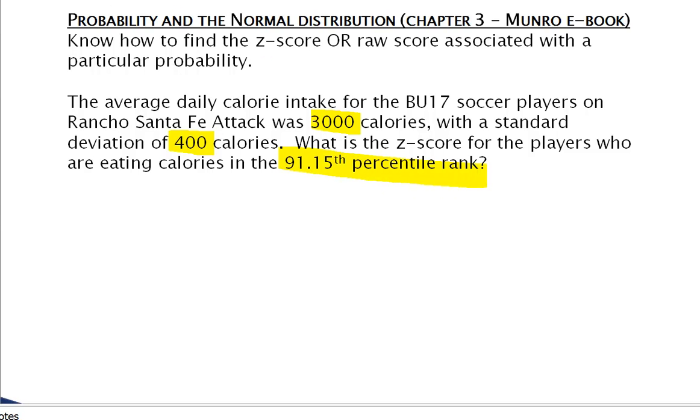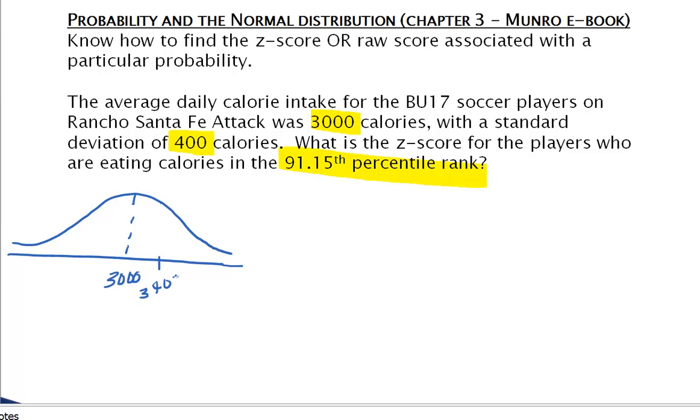Okay, so what I always recommend doing, because I think a lot of students are visual, is to draw your normal curve. In the middle, we know that that is always going to be the mean, which is 3,000 calories. And then we know each standard deviation is 400 calories. So if we go out one standard deviation, that would be 3,400 calories. We go out two standard deviations, 3,800 calories, and so on. Then if we went to the left, this would be 2,600 calories, and then this would be 2,200 calories.